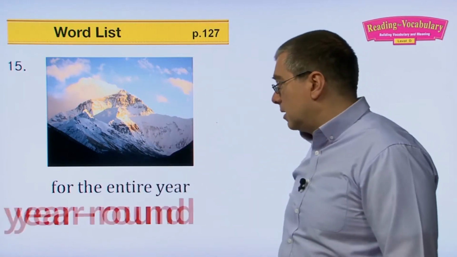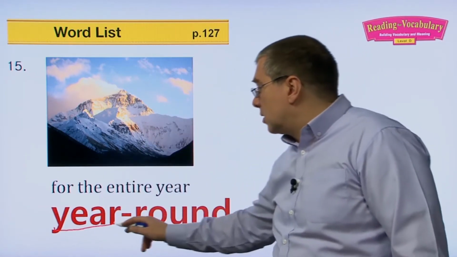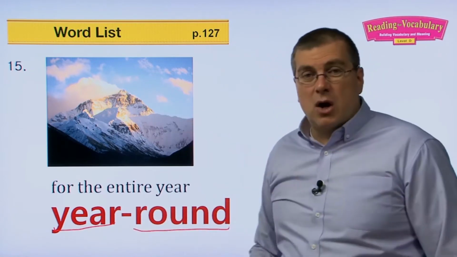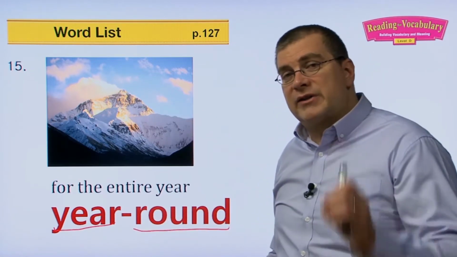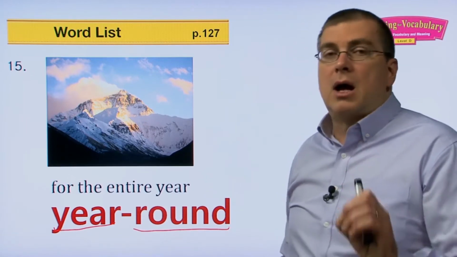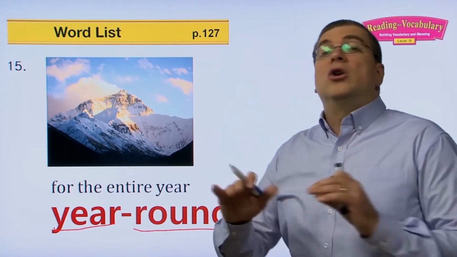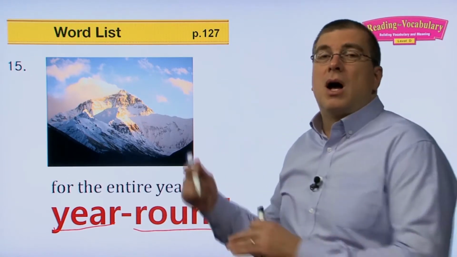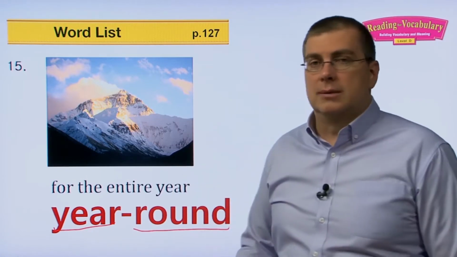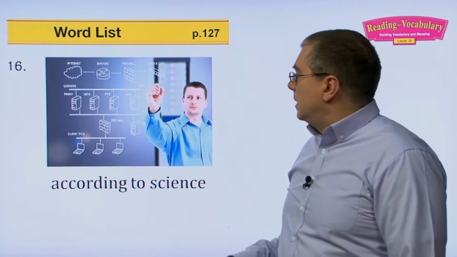So for the entire year, we say year-round. There is snow year-round on Mount Everest. That means all year long there is snow on Mount Everest. It's year-long. Okay, last one.